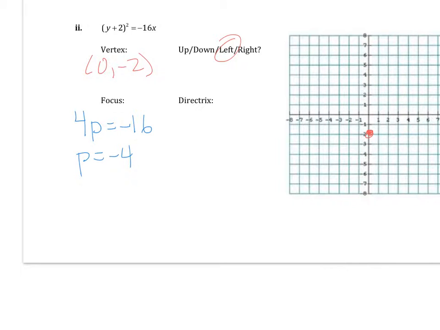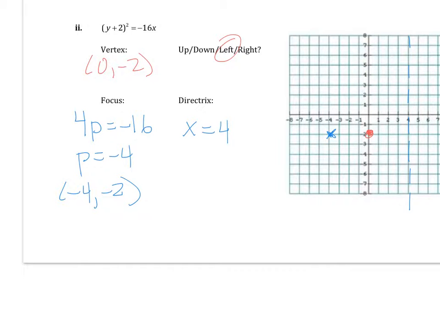So our focus must be here at negative 4, negative 2. And so 4 units to the left. Again, we know it's left because that's the direction that we're opening. All right, which makes the directrix must be 4 units to the right of our vertex. So that is the line x equals 4. It's hard to see it, but I did draw the dotted line there.